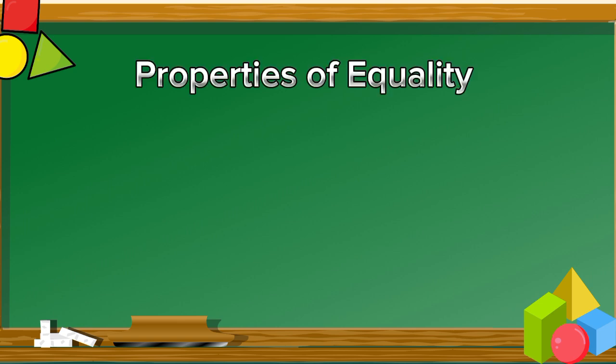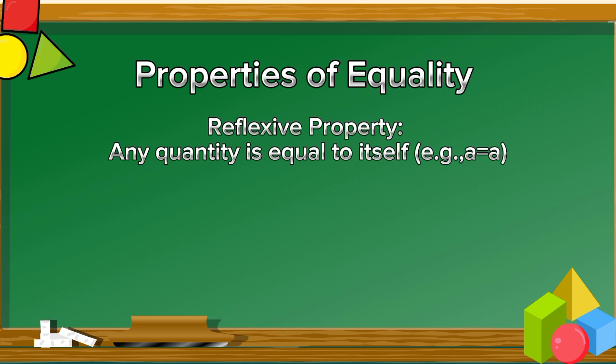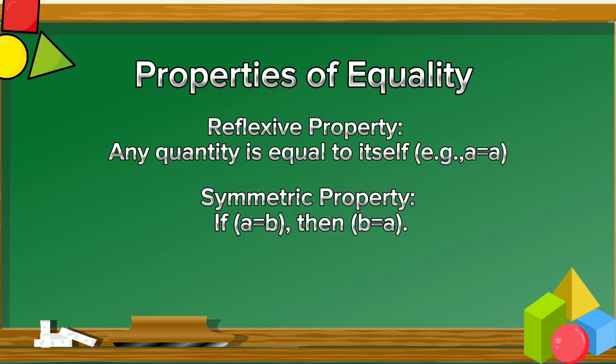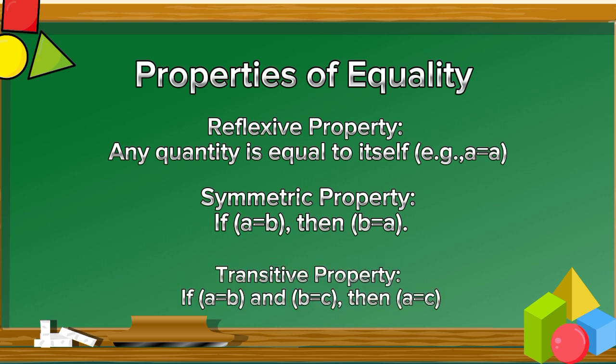This includes the reflexive property: any quantity is equal to itself. Example, A is equal to A. Symmetric property: if A is equal to B, then B is equal to A. Transitive property: if A is equal to B and B is equal to C, then A is equal to C.